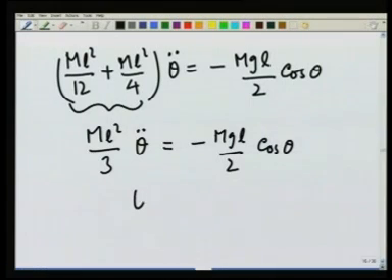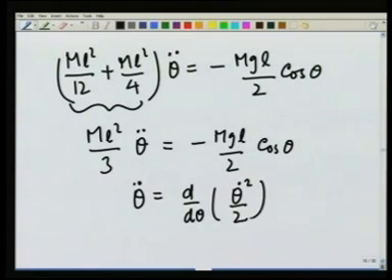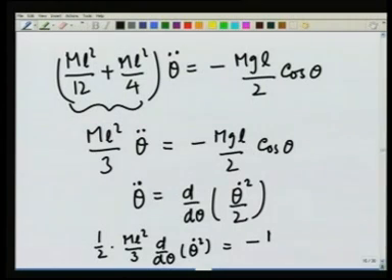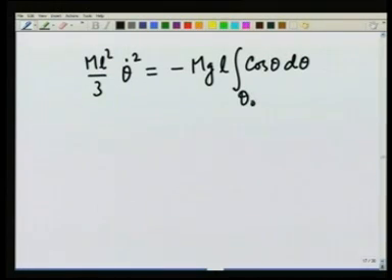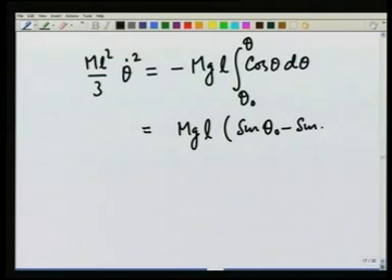I want to integrate this equation, and therefore, I am going to write theta double dot as d over d theta of theta dot square over 2, and therefore, this equation becomes 1/2 m L square over 3 d over d theta theta dot square is equal to minus mgL over 2 cosine of theta, and this 2 cancels, and that gives me m L square over 3 theta dot square is equal to minus mgL cosine theta d theta, starting from the initial angle theta 0 to some angle theta, and that is mgL times sine theta 0 minus sine theta.